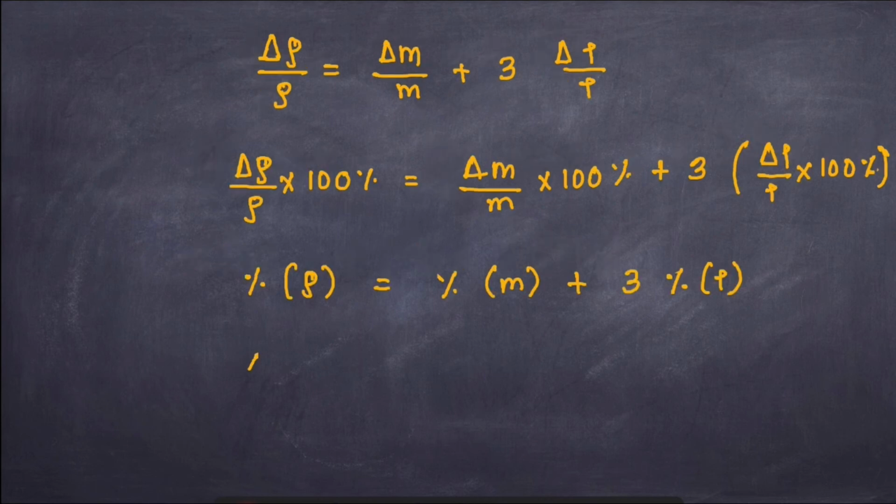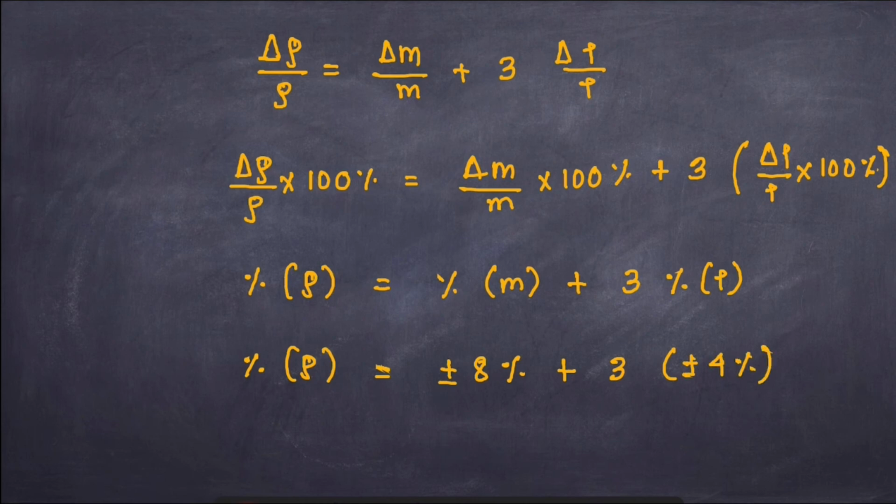So the percentage error in rho will be equal to the percentage error in mass plus 3 times the percentage error in length. The percentage error in mass is given to be plus minus 8%, and the percentage error in length is given in the question to be plus minus 4%. If you solve this, the percentage error in rho will be plus minus 20%. So the correct option to question number 2 will be option number C.